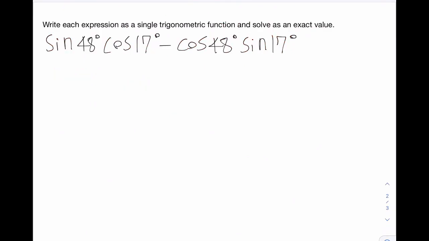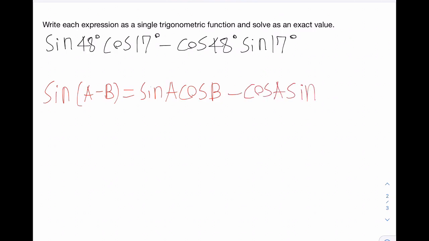Alright guys, let's look at a practice problem. So first we have: write each expression as a single trigonometric function and solve as an exact value. So here is our expression and we have to try and change this into one single trigonometric function. So that means that we have to use either the sum identity, the difference identity, or the double angle identity. If we go back, we can say that sine A minus B is equal to sine A multiplied by cos B minus cos A multiplied by sine B.